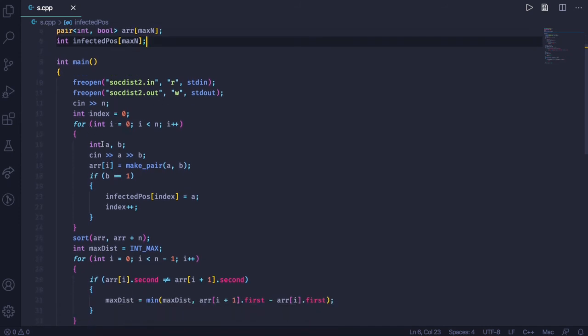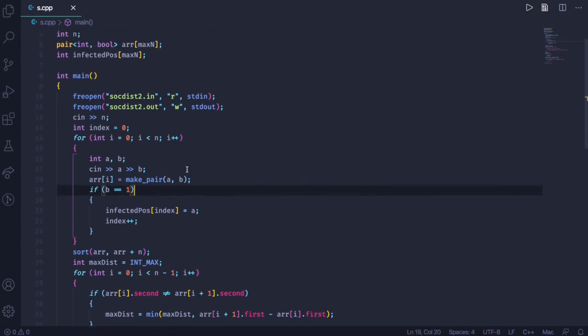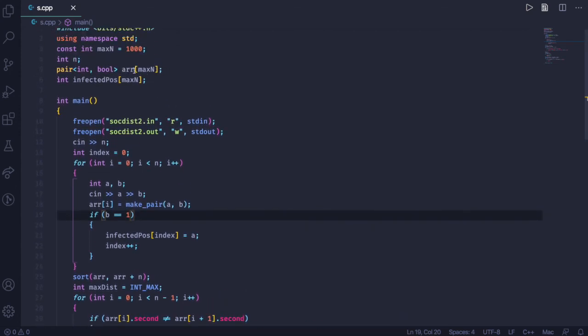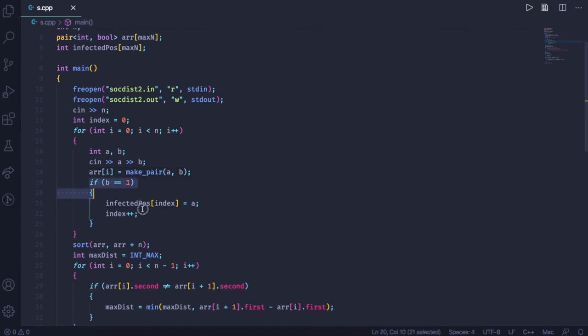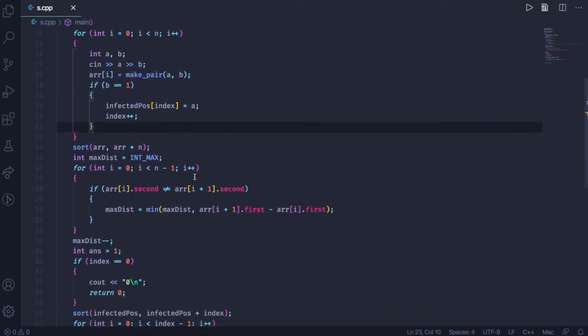So over here, I'm just going to take in my data, and I'm going to put in the cow, whether it is infected or not, into my array, and this is the normal array. And also I'm using a pair so that it is a pair of the position and whether it is infected. And over here I have, if the cow is infected, I'll put this into the infected position array. And both of them are having this position where the cow is.